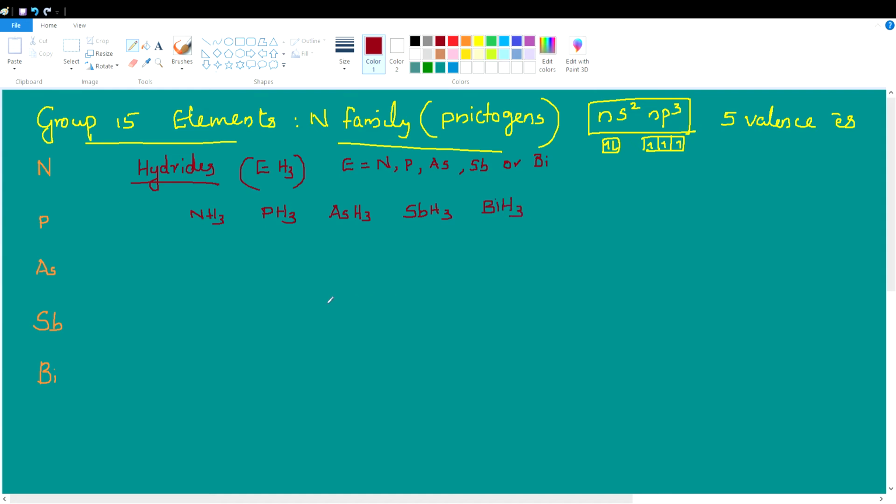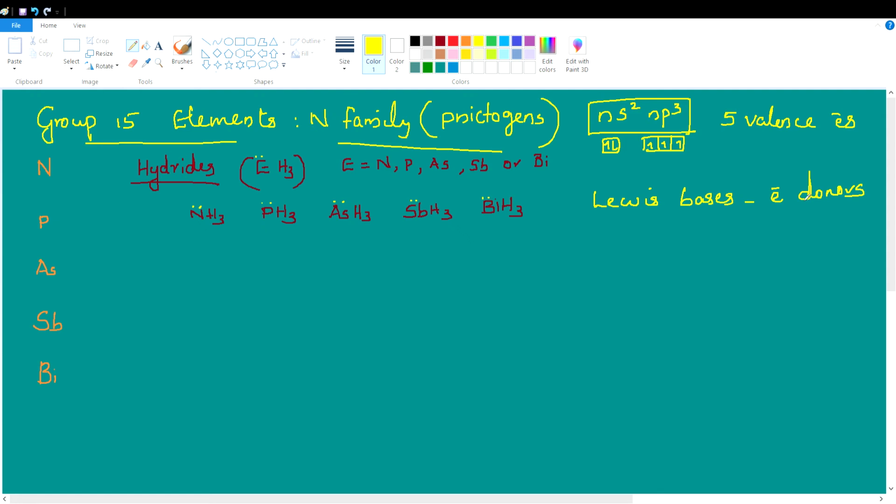Hydrides of group 15. All the hydrides of group 15 are bases because they contain one lone pair of electrons on the central atom. So all these hydrides carry a lone pair of electrons on the central atom. Hence they are all Lewis bases. They are electron rich. They can act as electron pair donors.